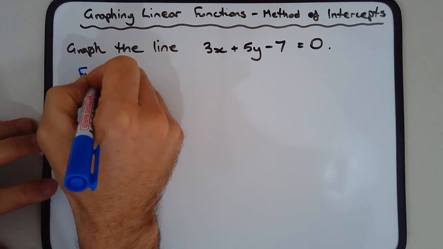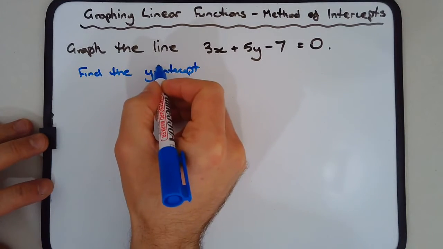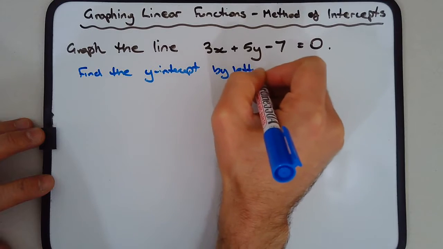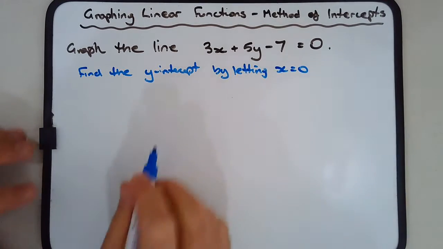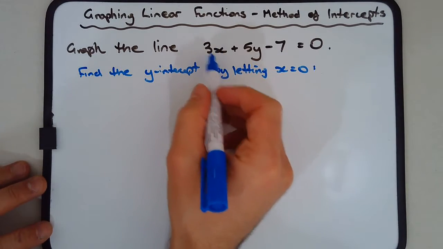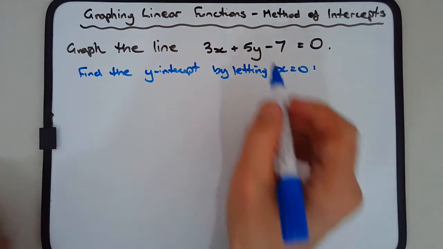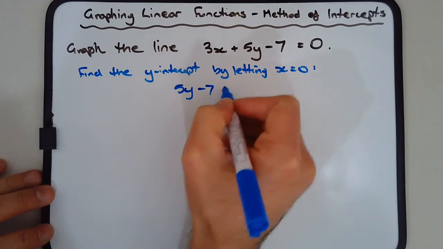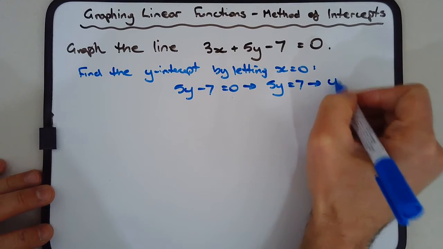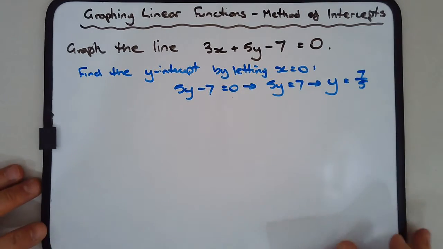Now the y-intercept is a point on the y-axis, and this occurs by letting x equal 0, because that's the x coordinate of a y-intercept. And when we let x equal 0, the 3x disappears, because 3 times 0 conveniently goes, and we're left with 5y minus 7 equals 0. That means 5y is equal to 7, which means that y is equal to 7 over 5. So we've found a y-intercept.